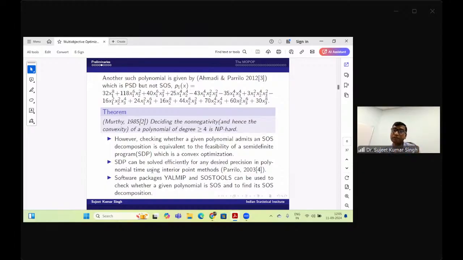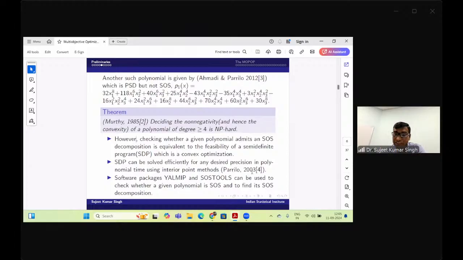Due to that, a lot of tools and techniques were developed for semi-definite optimization, and they are highly useful in learning and machine learning techniques and everywhere, because they are very efficient. Semi-definite programming can be solved efficiently to any desired precision, which was shown using interior point methods by Parrilo in 2003. He showed that semi-definite programs can be solved very efficiently, and also developed tools like LMIP and SOSTOOLS.